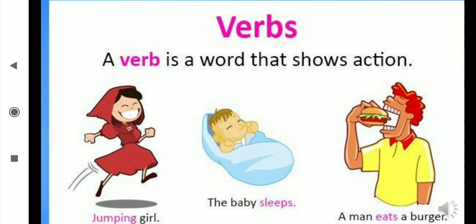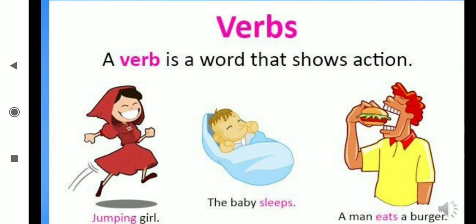It's the last example. A man eats a burger. What action is he doing? Eating. And this eating, eats, comes under the action word, and we are seeing this is a verb. Here we have seen three examples of verbs: jumping, sleeps, eats.